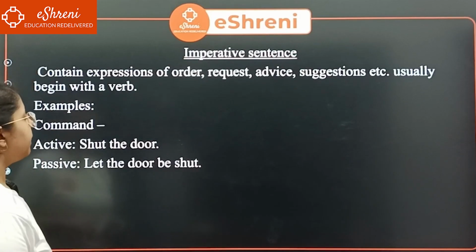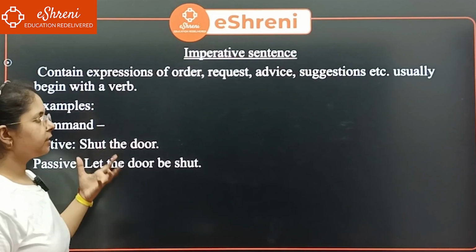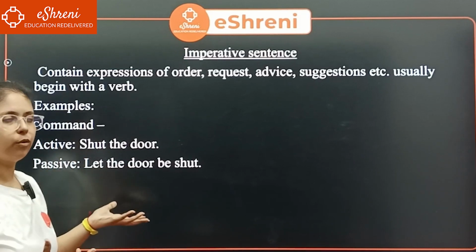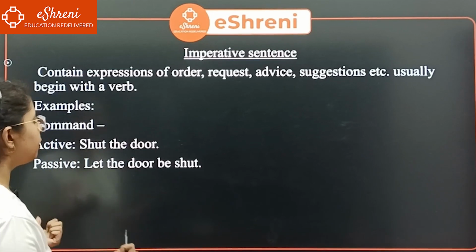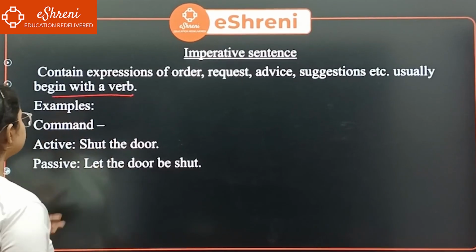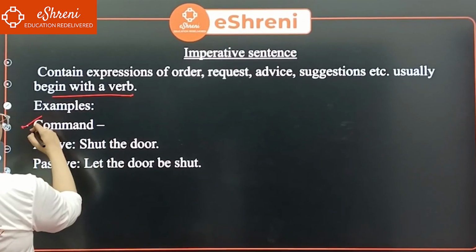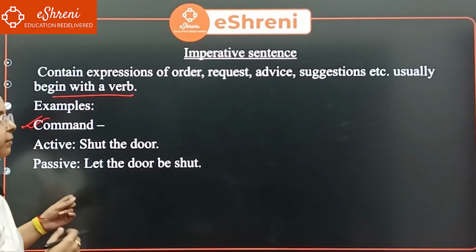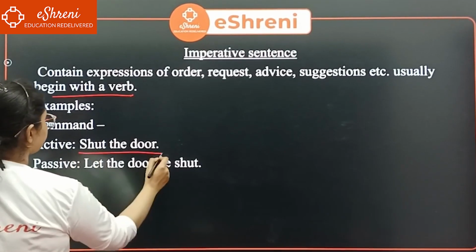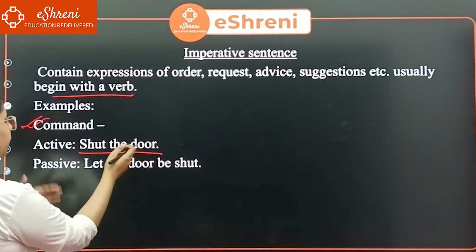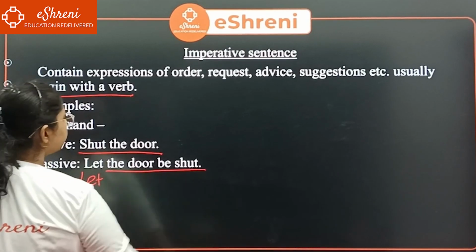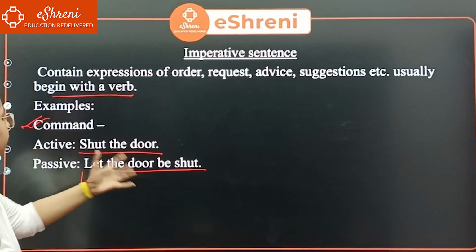Next we have imperative sentences. What are imperative sentences? Sentences in which we give orders, make requests, give advice, or offer suggestions. They usually begin with a verb. For example, there are commanding sentences in which we command others, like do this, do that. For example, shut the door. How does it change? First we have to write let the door be shut. So this is how you change it.